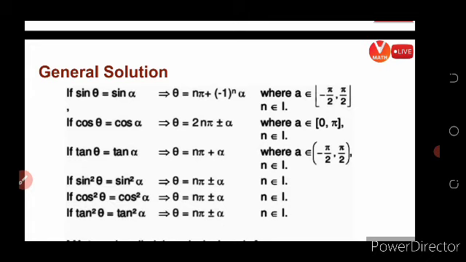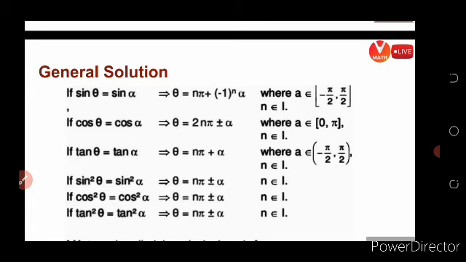Then if cos theta is equal to cos alpha, then theta is equal to 2n pi plus or minus alpha, where n belongs to integer. Similarly, tan theta is equal to tan alpha, then theta is equal to n pi plus alpha. If sin square theta is equal to sin square alpha, then theta is equal to n pi plus or minus alpha.